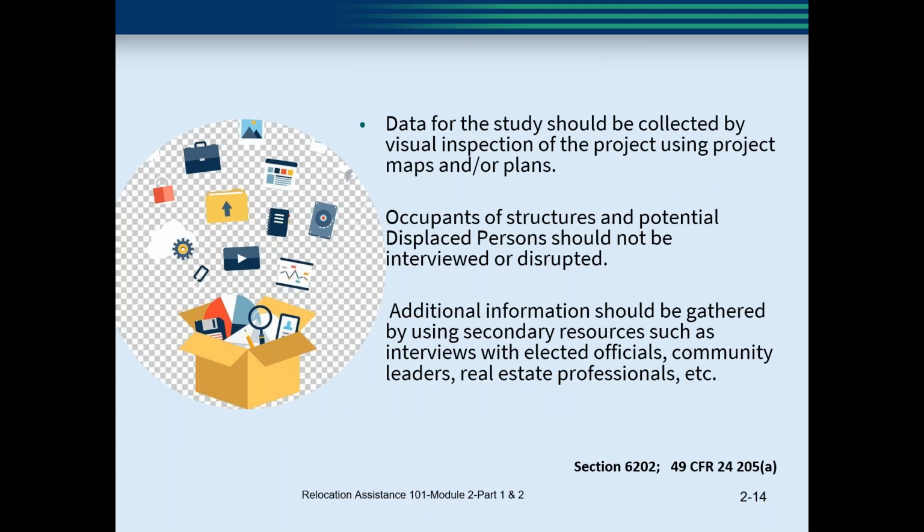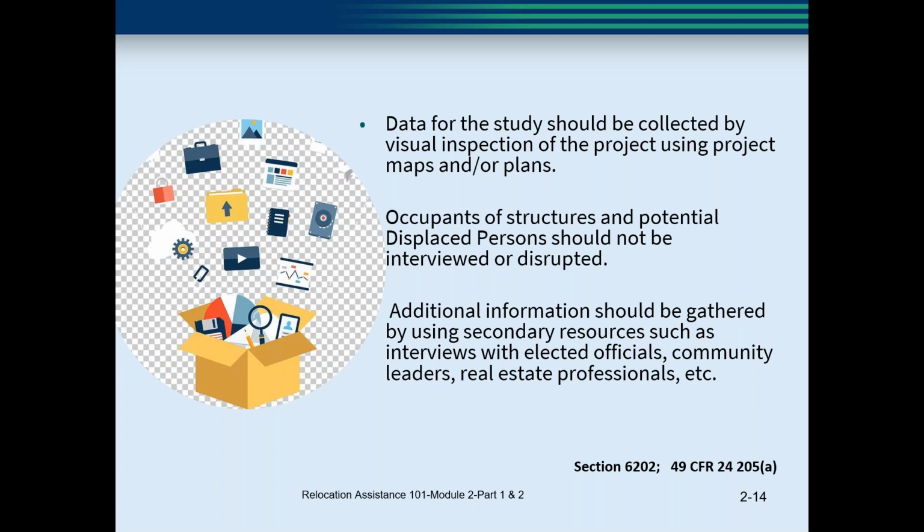So the data for the study should be collected by, again, visual inspection of the project using the maps or the plans. The occupants of the structures and the potential displaced persons should not be interviewed or disrupted. At this early stage, you've got 3 alignments, and maybe initially you're looking at potentially 200 displacements. By the time you get down to the 1 alignment, maybe you're only affecting 50. That's why you're not knocking on doors and talking to businesses or people at this point in the project.